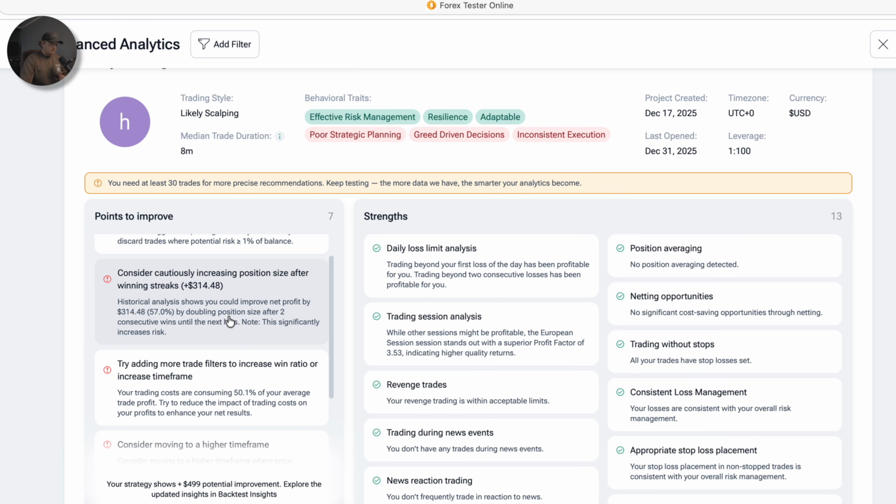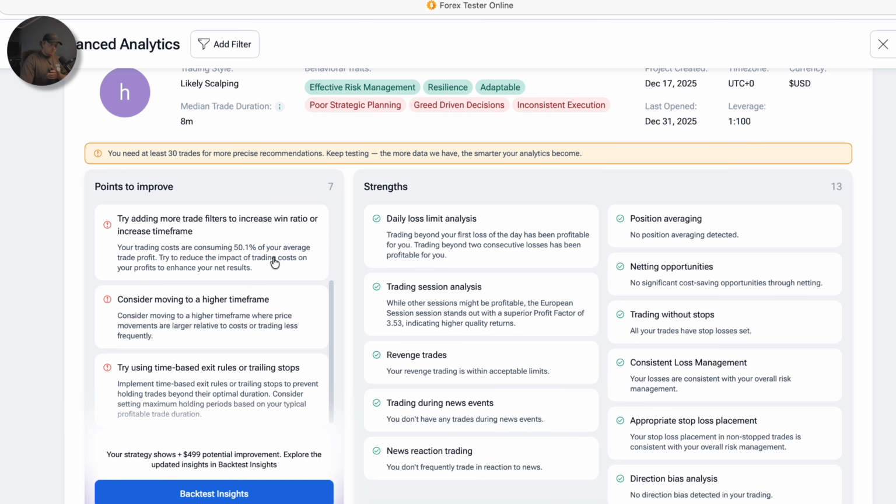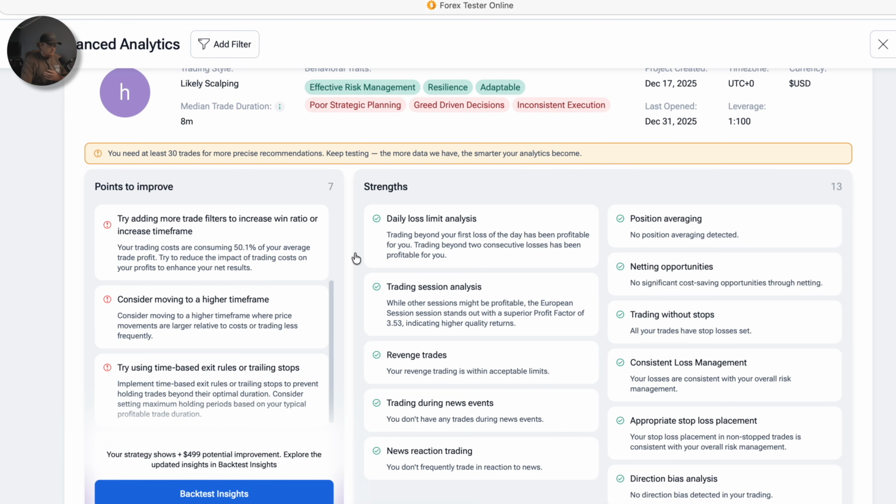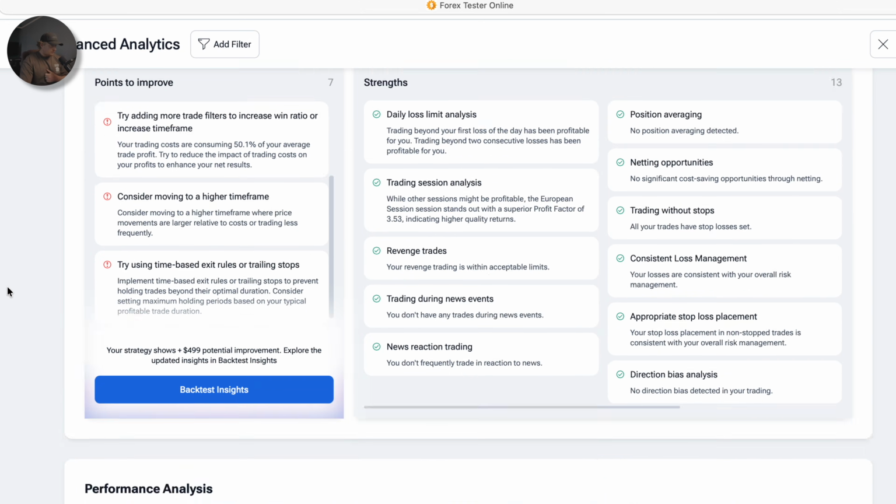So here, for instance, it says that we could potentially improve our profit by doubling the position size after 2 consecutive wins until the next loss. Obviously it says this does significantly increase risk, so what we can do with these suggestions is we could take this one, for instance, make a note of what it's suggesting, and then from there we can do another backtesting session where we use these suggestions to hopefully improve our trading. So that's a really handy feature to have here on Forex Tester Online.